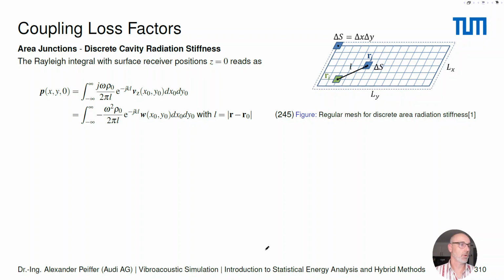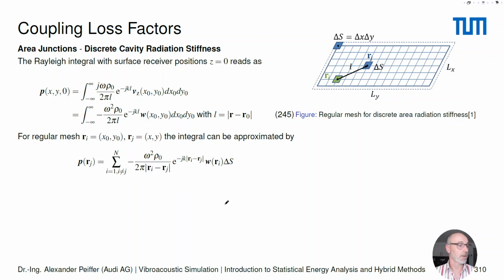But we can do a lot with area junctions, and we will now go step by step through all the different radiation stiffness versions of the area junctions. We start with the discrete version, the mesh-like radiation stiffness. A quite good start is the Rayleigh integral, because that's an excellent way to calculate a pressure due to one position here at R0 radiating with a specific velocity. We assume a regular mesh, and we say that i is the zero position and j is the other position, the receiver position.